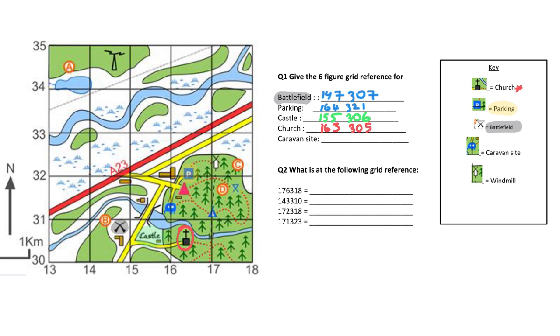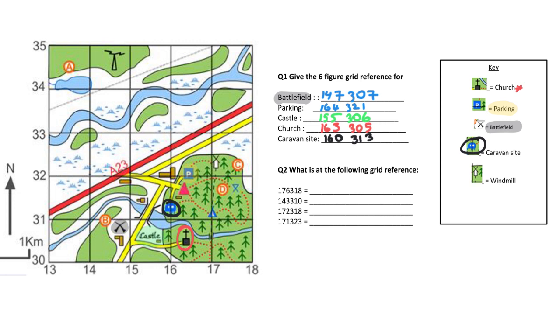And the caravan site, we've got a different symbol for it. It's a blue caravan, and we can see that it's in this 16 grid. So we're right on the 16 grid line, so we're going across 16.0. We're in the 31 grid vertically, but we're about 3/10 up, so it's going to be 160,313.